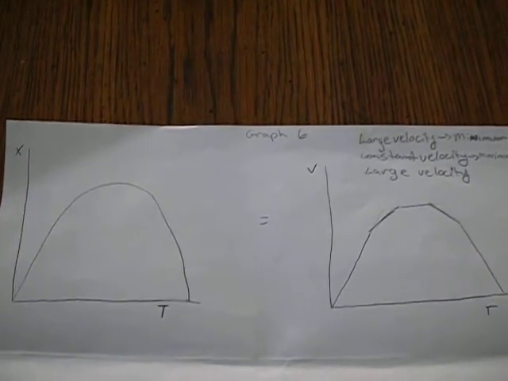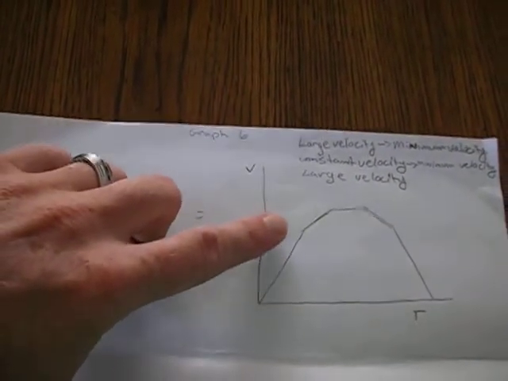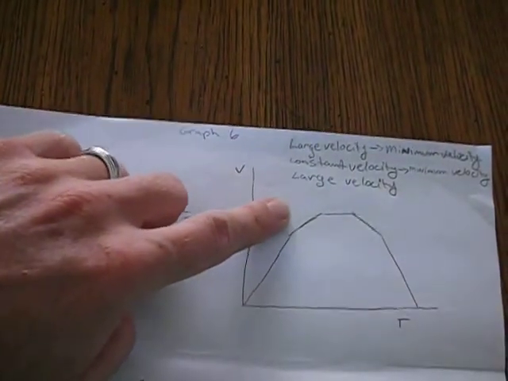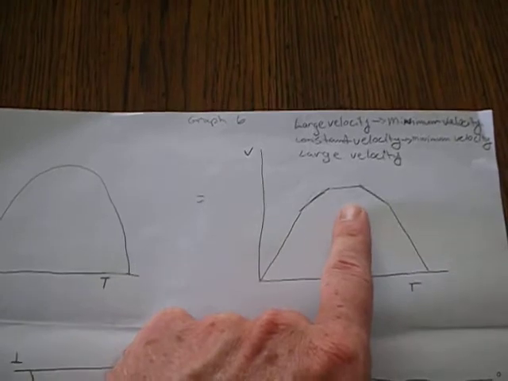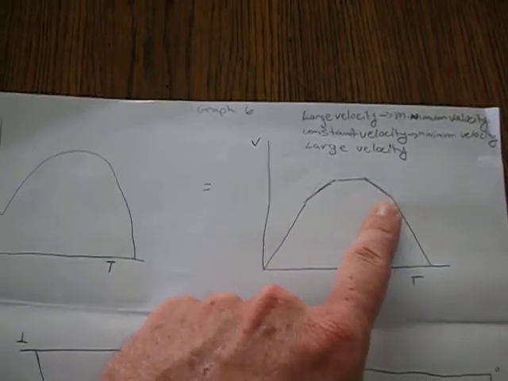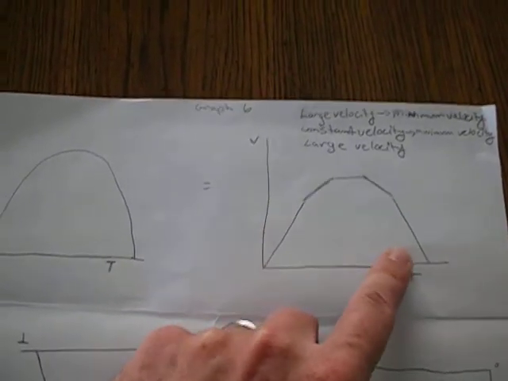Graph 6, got a parabola facing down on the position, which gives the velocity over time graph. You got a large velocity at first with the minimum velocity here. This horizontal portion is a constant velocity, and then we got a minimum velocity and then a large velocity.